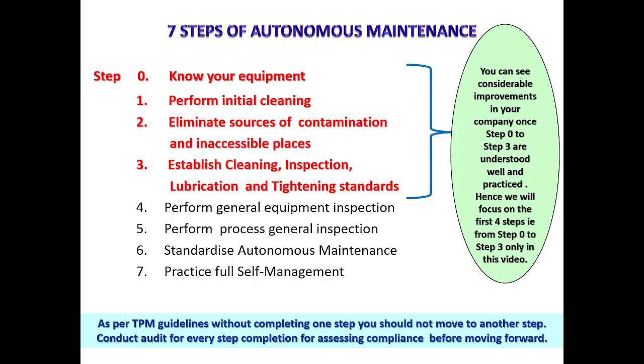Step 4 is perform general equipment inspection. Step 5 is perform process general inspection. Step 6 is standardize autonomous maintenance. And step 7 is practice full self-management. In this video, we will discuss the first 4 steps, that is step 0 to step 3, because by implementing these first 4 steps alone, your company will begin to see a lot of improvements throughout the organization and company will also make profit.